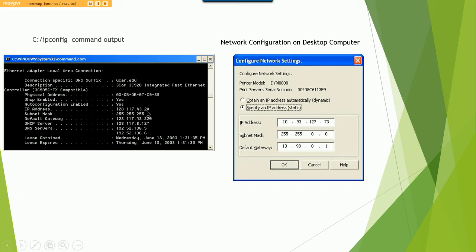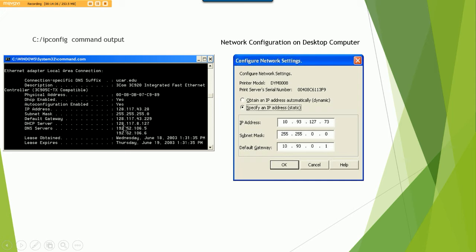So this specific host is host number 28 on the 128.117.43 network. Now we have another host on this network, which is the default gateway. His IP address is 128.117.43.229. So he is number 229 on the 128.117.43 network. Your address, or this computer's address, is number 28 on the same network.